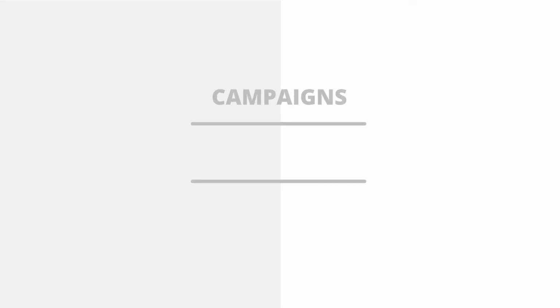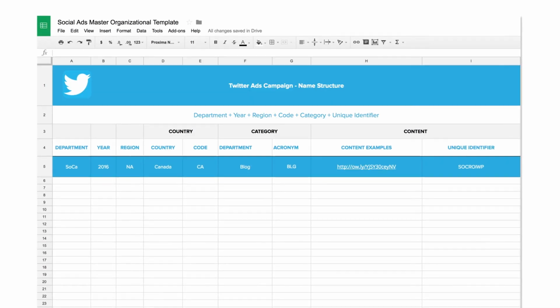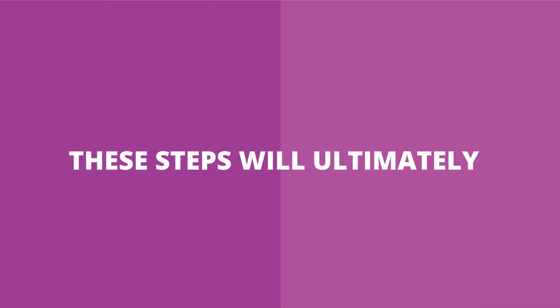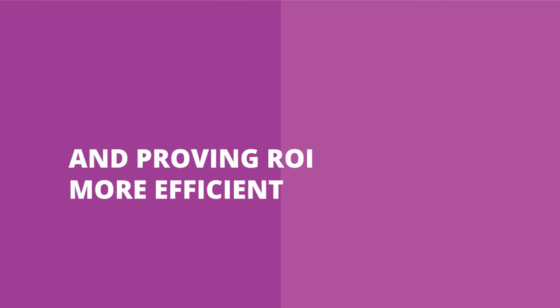You'll also want to create separate naming conventions for each level of organization: campaigns, ad sets, and individual ads. So consider what types of information would be most useful at each level. It's also a best practice to keep track of your campaigns and their data with one master spreadsheet. These steps will ultimately make pulling reports and proving ROI more efficient.